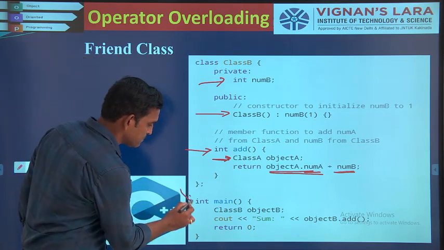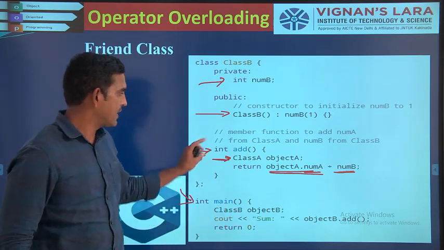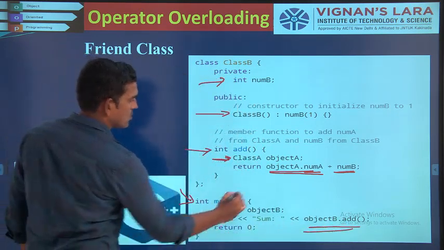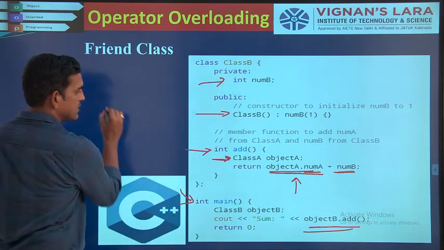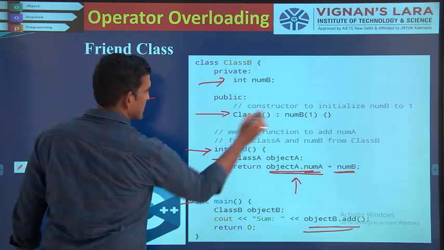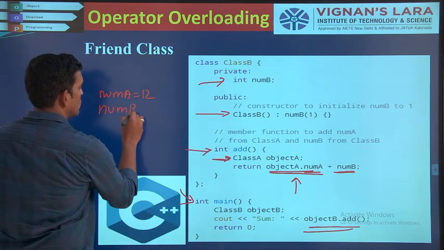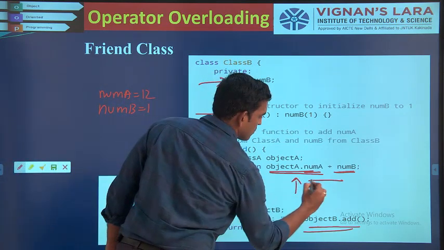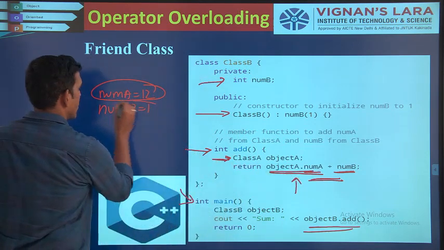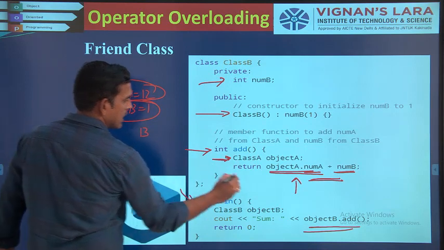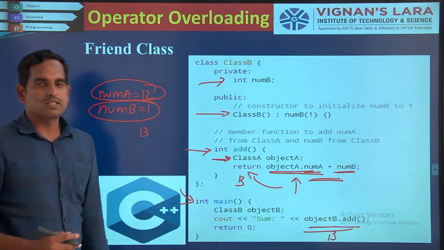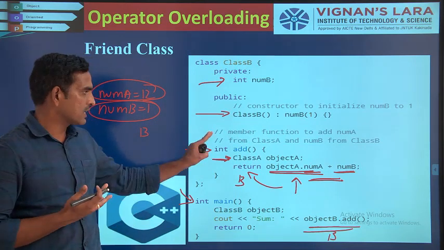Inside main, I have created the object of B and I have called this add method. Once I call this add method, object.numA will be initialized to 12, and we have initialized numB to 1. When I perform this operation, the value of objectA.numA and the value of numB are taken, we add both values, and we return 13. So this 13 value will come here. This is how you can create friend classes.